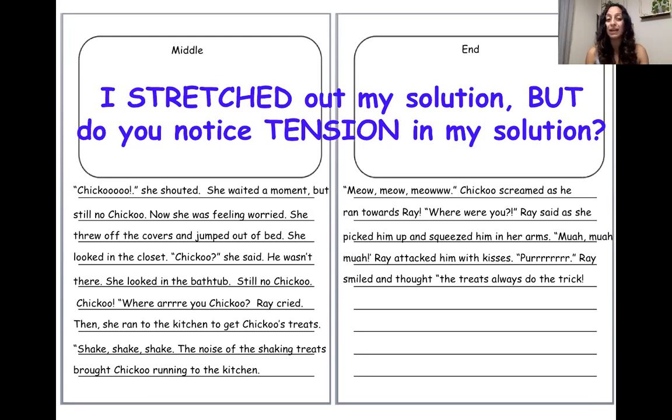So what do you think? Do you feel like that story, that ending, that solution made you feel like, oh my gosh, she's never going to find Chiku. Where could he be? Did he run away? No, it didn't make me feel anything. It didn't really make me feel on the edge of my seat at all. It made me kind of feel like, okay, what is she going to do next? And she's going to find him. It didn't really excite me as a reader. I need to add some tension. Let's see what I did to add some tension.